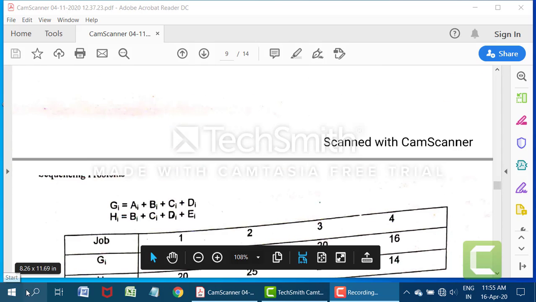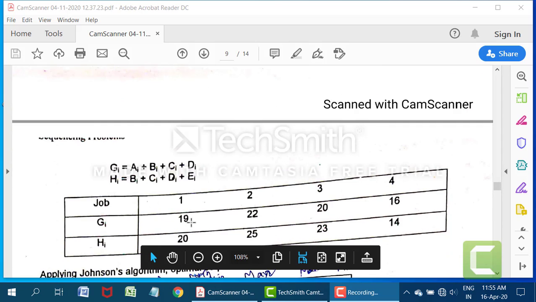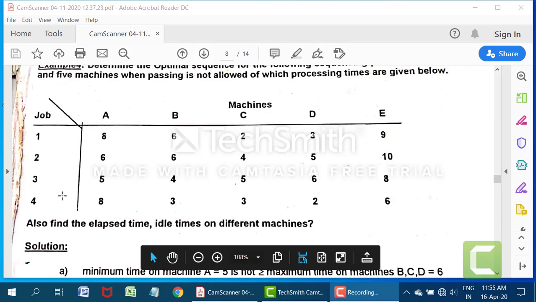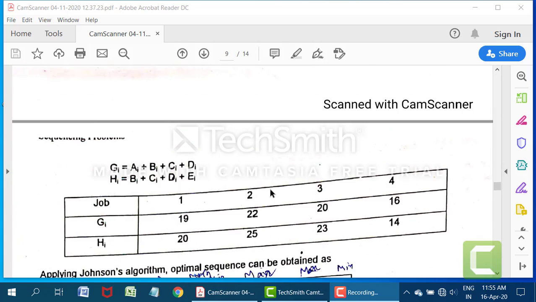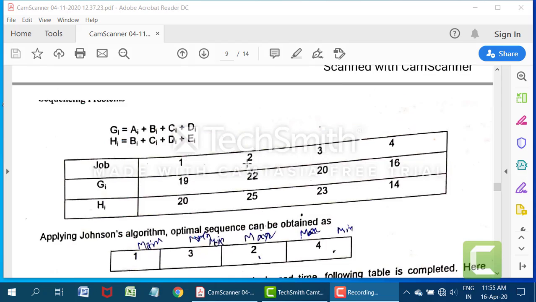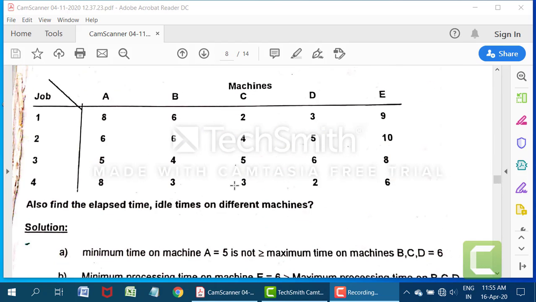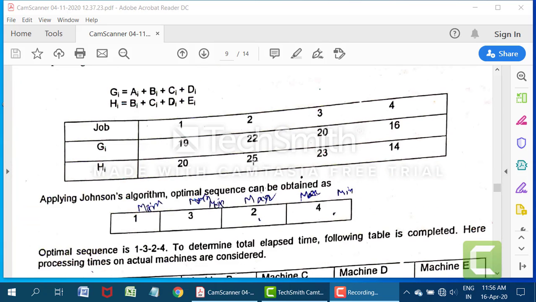19, first job. Then for the second job on G, sum of these values, 6 plus 6 plus 4 plus 5. 6 plus 6, 12. 12 plus 4, 16. 16 plus 5, 21. It is not 22, sorry, it's 21.